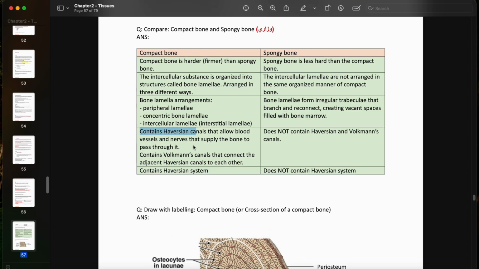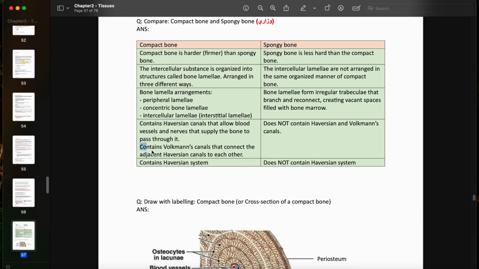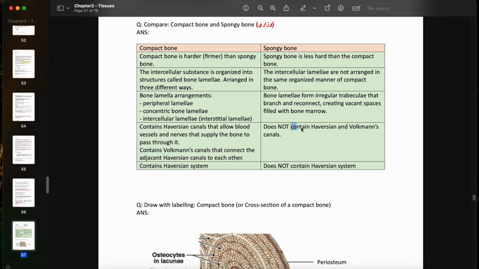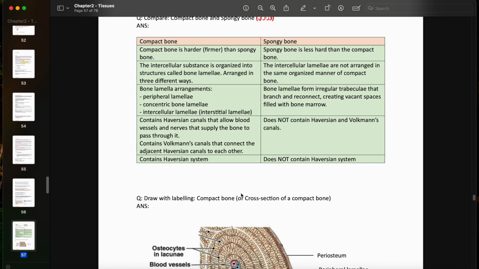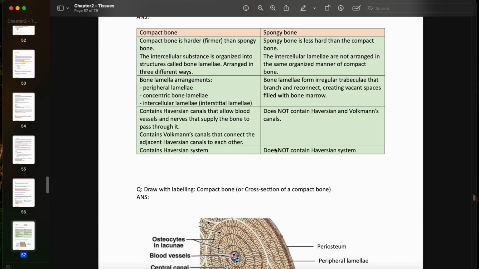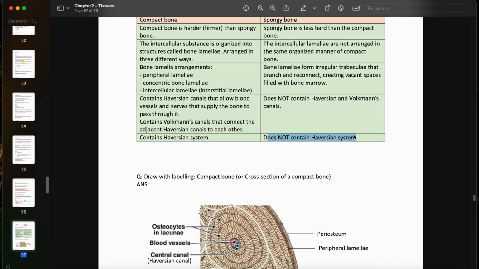Here, of course, the compact bone contains Haversian canals, and the purpose of Haversian canals is that they allow the passage of the blood vessels and nerves that supply the bone, and they of course contain the Volkmann's canals to connect the adjacent Haversian canals to each other. But the spongy bone does not contain the Haversian and Volkmann's canals. And here we're going to make another comparison point: the compact bone contains Haversian systems, but the spongy bone does not contain Haversian systems, which is very easy.